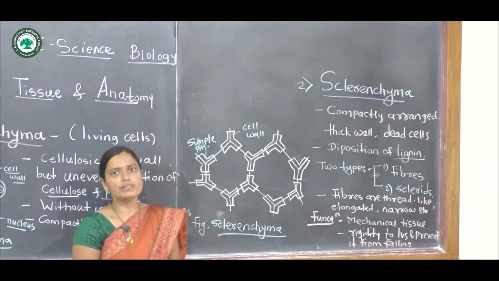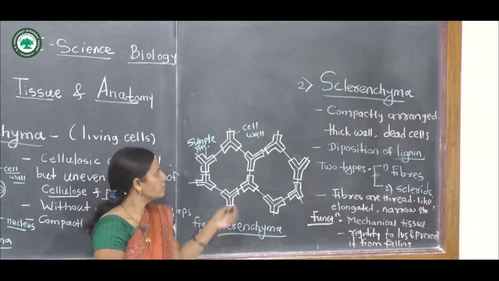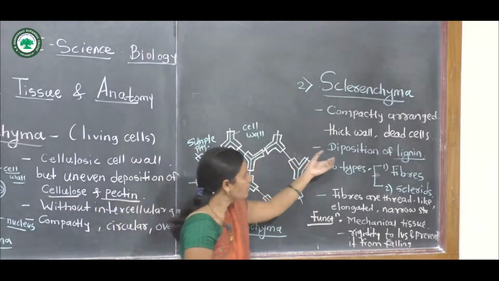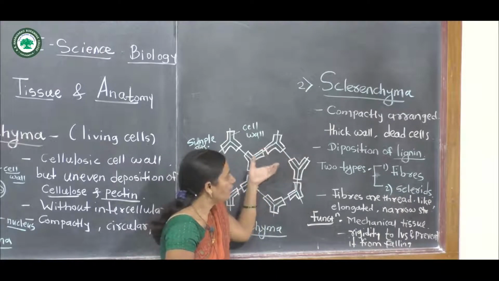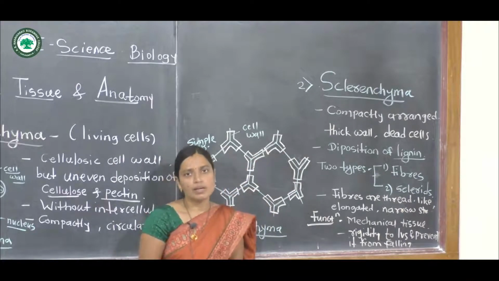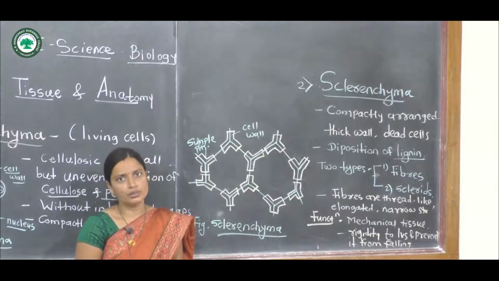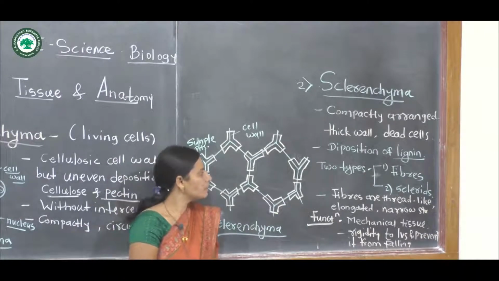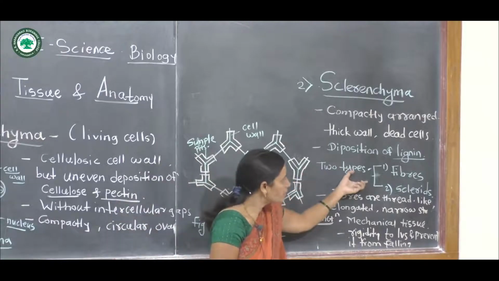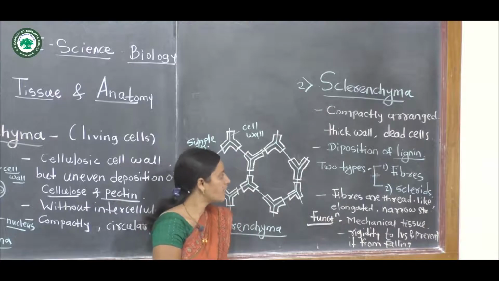In the cell wall of this Sclerenchyma, lignin is deposited. Lignin is one of the substances found in the cell wall of this Sclerenchyma. This Sclerenchyma is a hard tissue, or hard bast, and it is also called dead tissue. There are two types of cells in Sclerenchyma: fibers and sclereids.